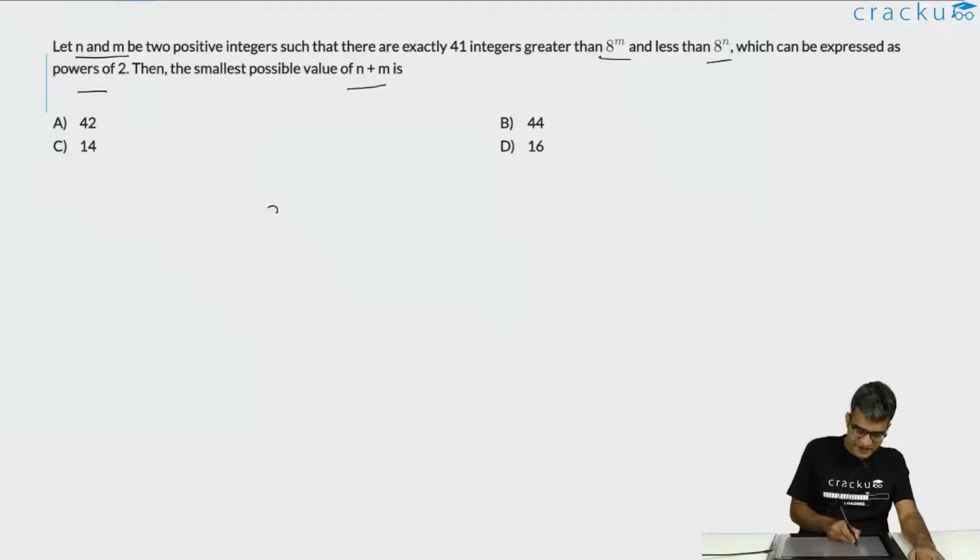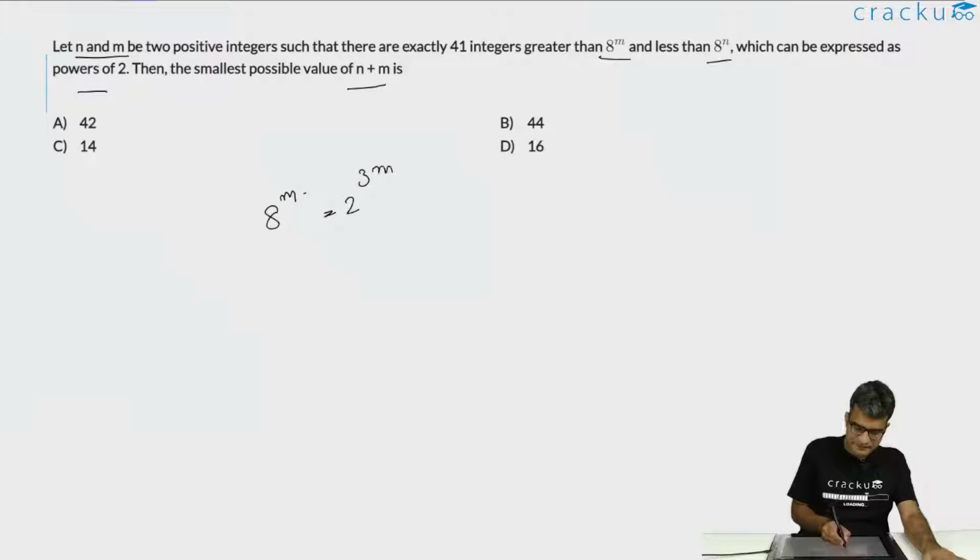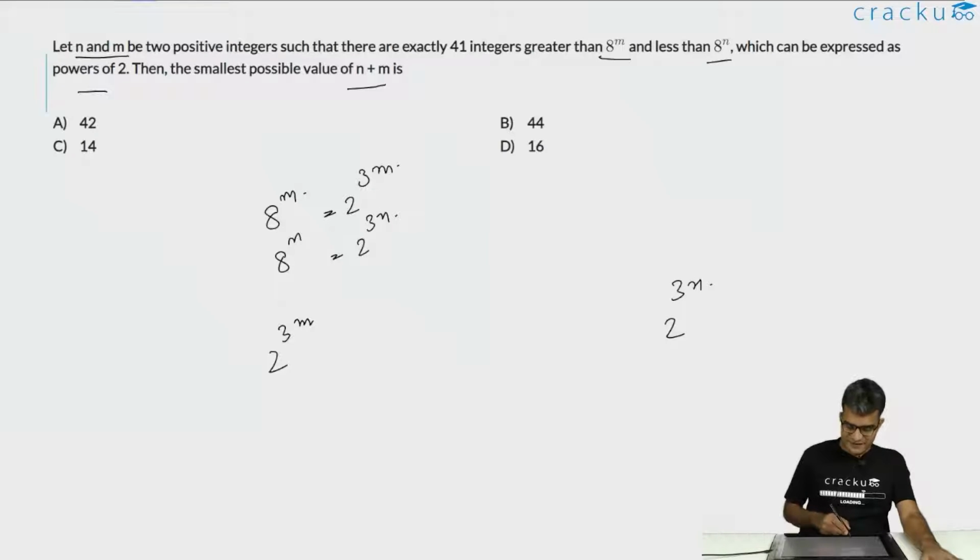What is 8 to the power m? 8 to the power m, if you are expressing it in powers of 2, this is equal to 2 to the power 3m. And what is 8 to the power n? In powers of 2, this is 2 to the power 3n. So you have 2 to the power 3m over here, you have 2 to the power 3n over here, and in between these two there are 41 powers of 2.